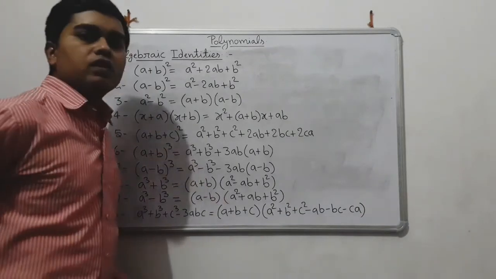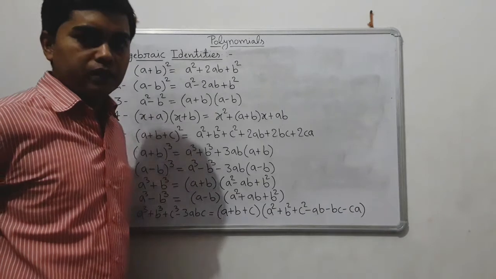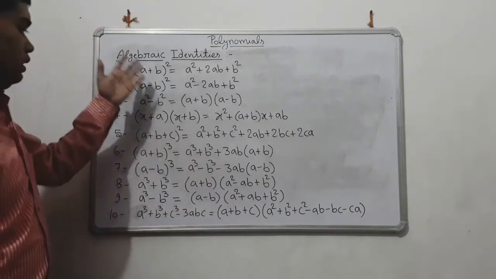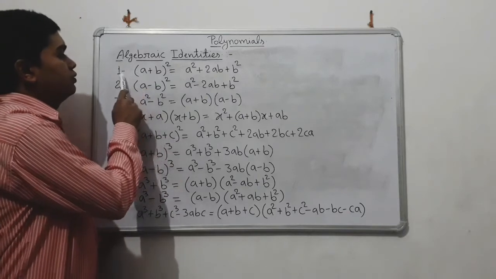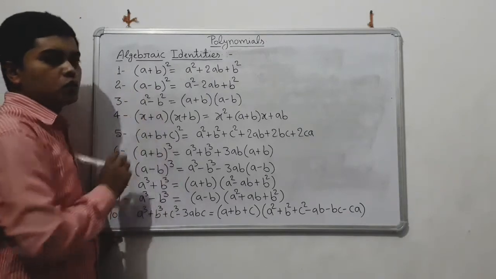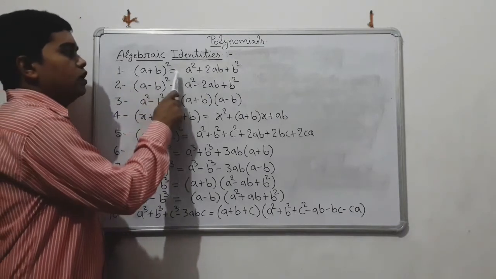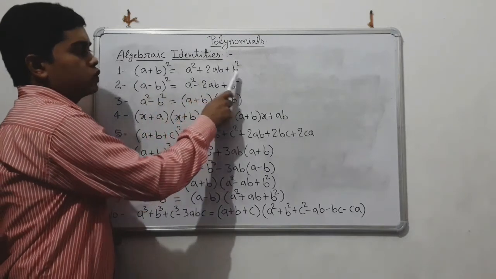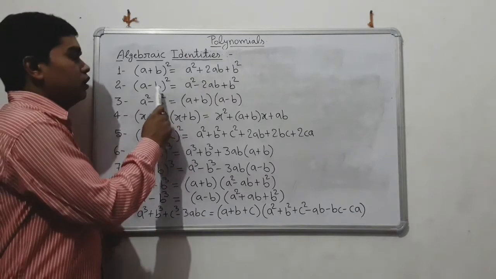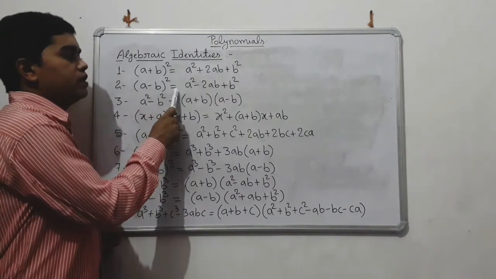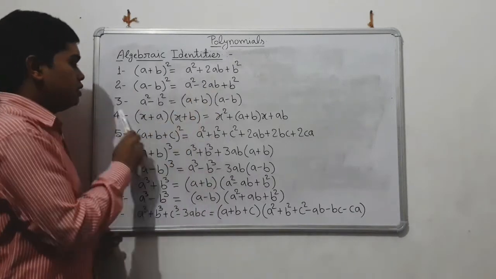Children, now we will discuss some algebraic identities. So here we have some identities. First one is (a plus b) whole square. So (a plus b) whole square is equal to a square plus 2ab plus b square. Second is (a minus b) whole square. So the formula for (a minus b) whole square is a square minus 2ab plus b square.